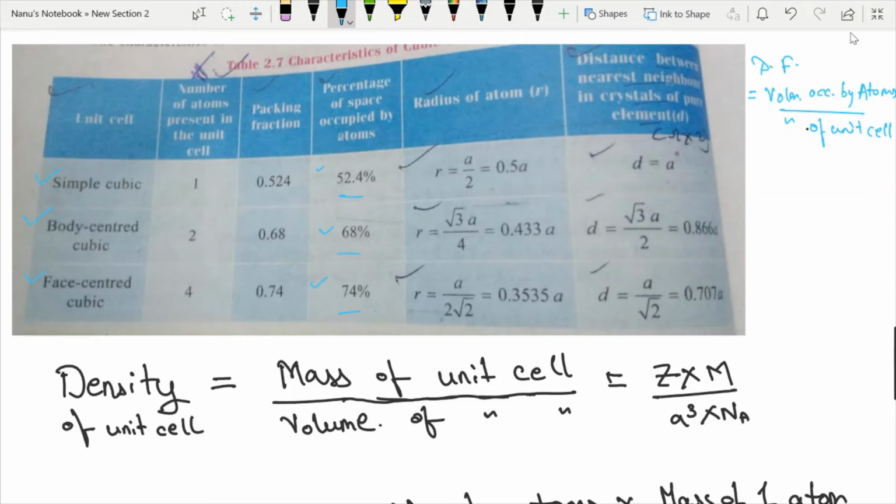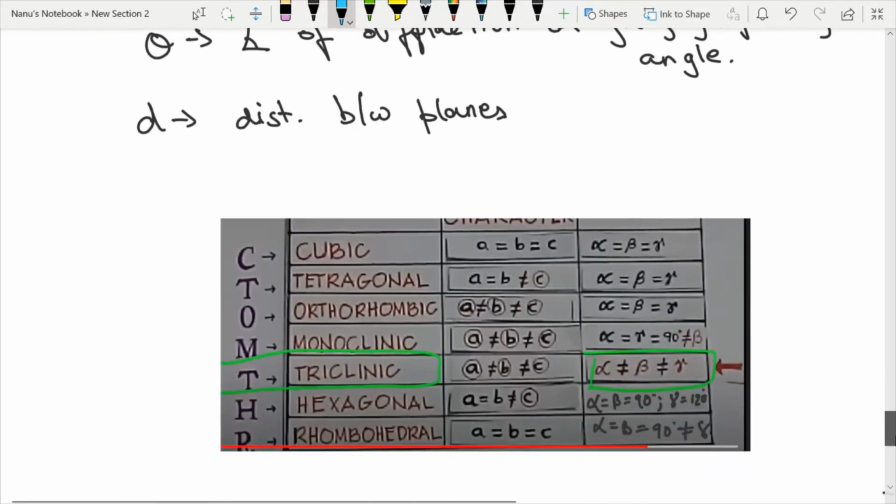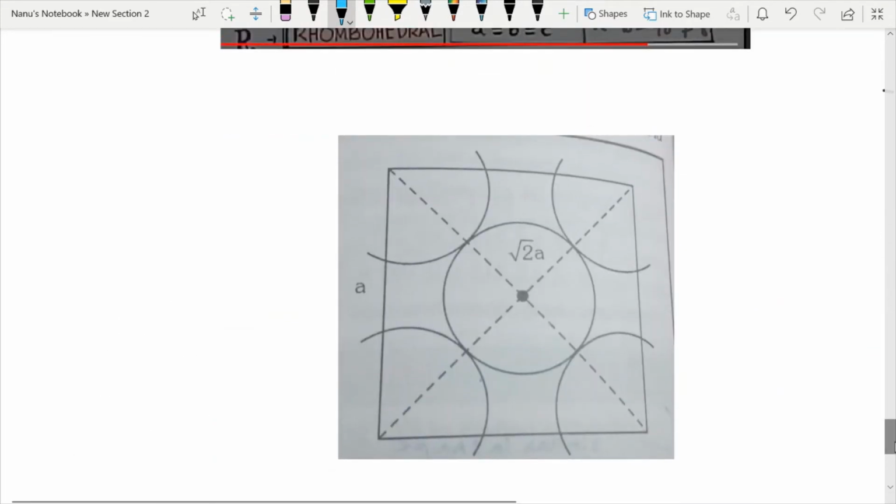And this is very important: the radius of the atom with respect to the edge length of the unit cell, right? And how does this come? I'll just give you a small explanation for this. I have a picture for it. So over here you have this picture, this is for FCC, face centered cube.